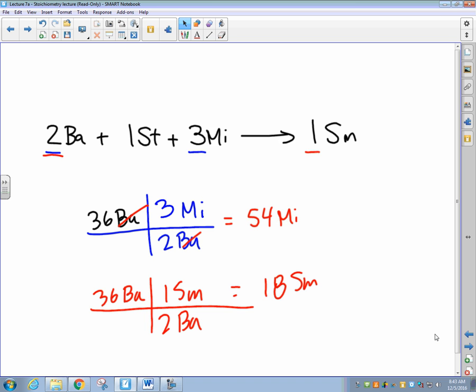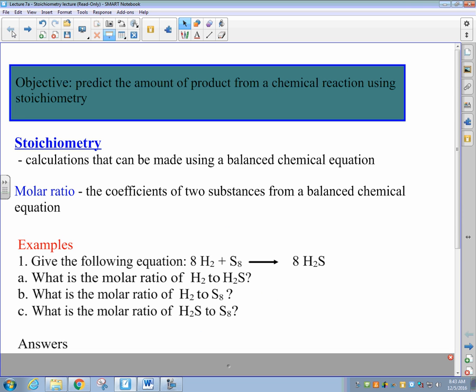If you get a mass, you need to convert it into a number of moles such that you can use those ratios from the balanced chemical equation. Now, this idea that we've just talked about right here is what we refer to as stoichiometry. Stoichiometry is the use of a balanced chemical equation to make quantitative predictions about the relative amounts of reactants and products that are consumed in the course of a reaction.